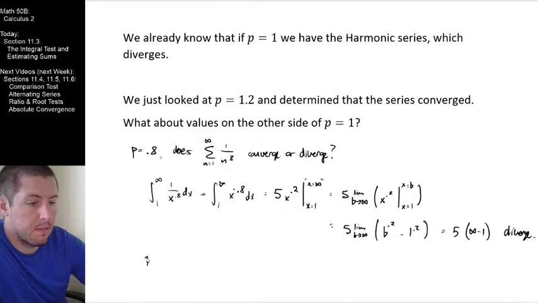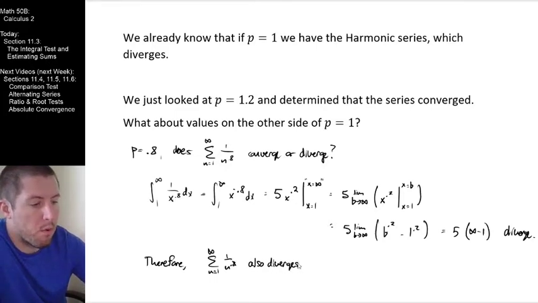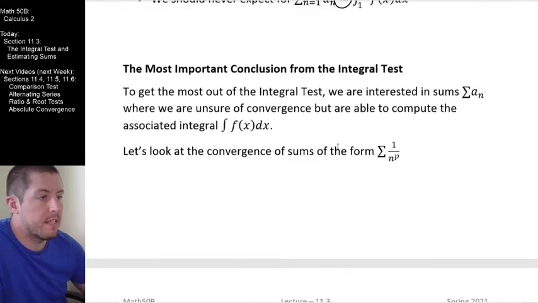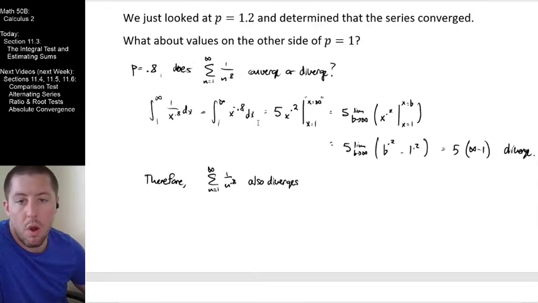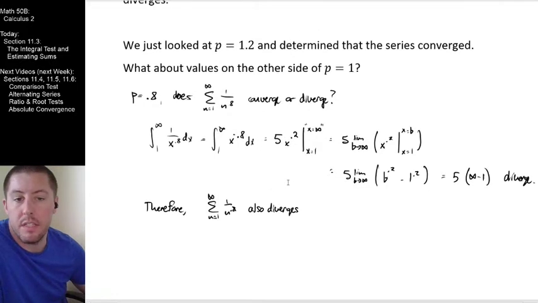Therefore, the series from n equals 1 to infinity of 1 over n to the 0.8 also diverges. Remember, the important thing happening up here when we stated this integral statement is this if and only if. The only way the series converges is if the integral also converges. The fact that the integral diverged means it's not possible for the series to converge, right? So we have determined that this series is going to diverge.